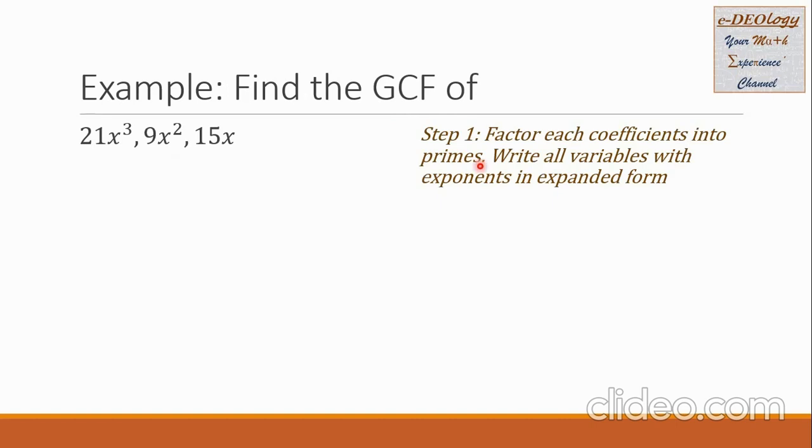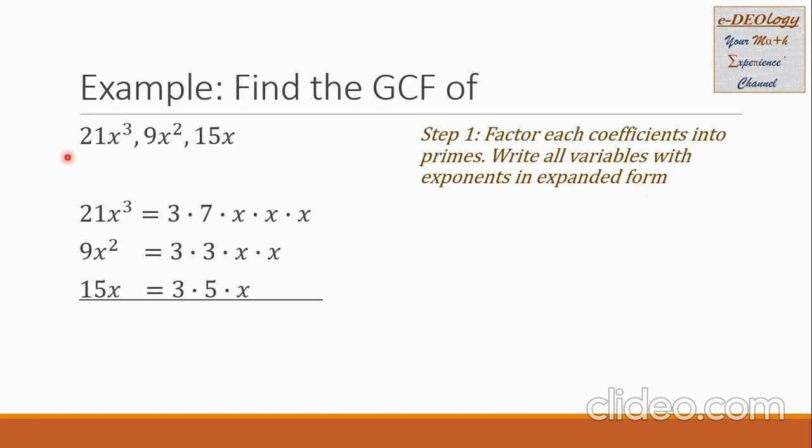Let's have an example. Find the GCF, or greatest common factor, of the three terms. 21x cubed, the second is 9x squared, the third term is 15x. In step 1, let us factor each coefficient into primes. We write all variables with exponents in expanded form. So the 21x cubed is now factored out into 3 times 7. That is the prime factors of 21. And for the x cubed, we are going to write the x here 3 times. For the 9x squared, this is equal to 3 times 3 times x times x. For the 15x, this is equal to 3 times 5 times x.